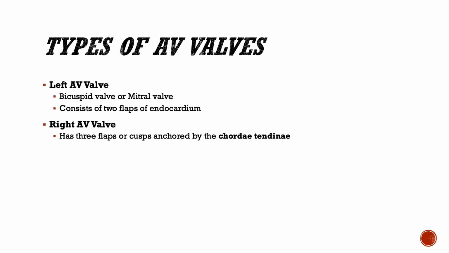There are two types of atrioventricular or AV valves. The left AV valve, or the bicuspid valve, also called the mitral valve, consists of two flaps or cusps of endocardium. The right AV valve, or the tricuspid valve, has three cusps anchored by the chordae tendineae.